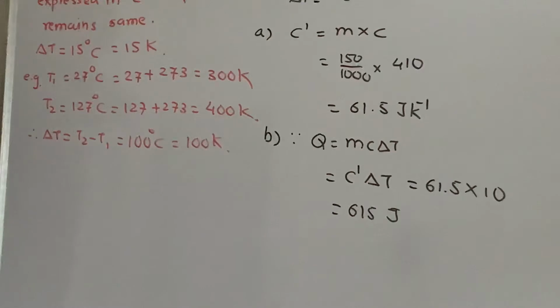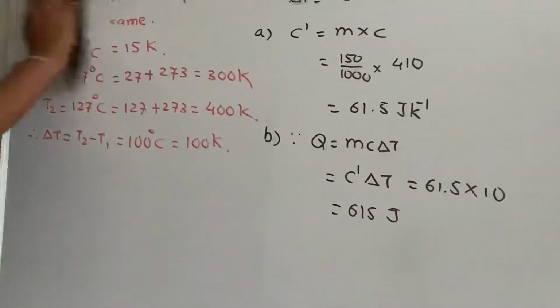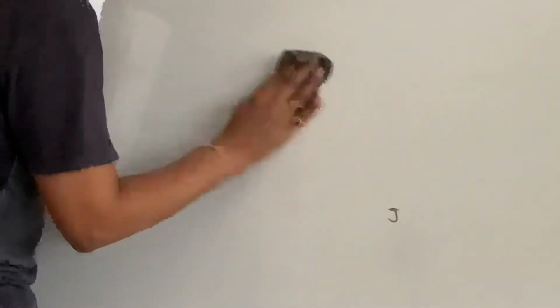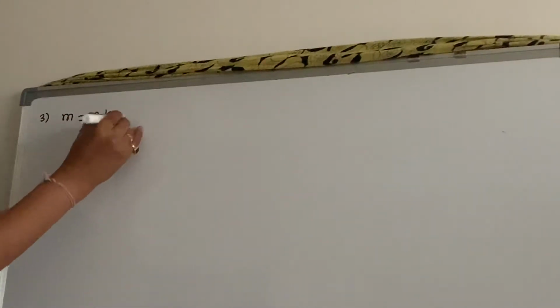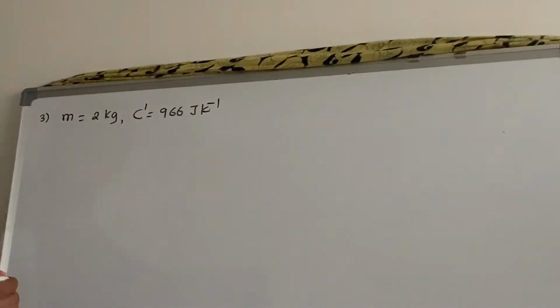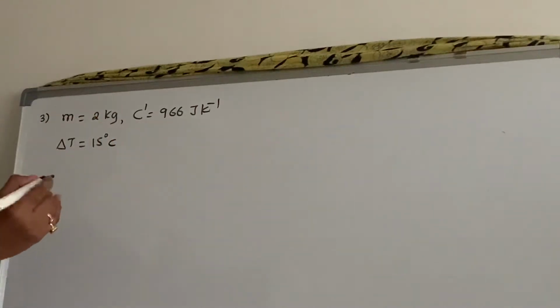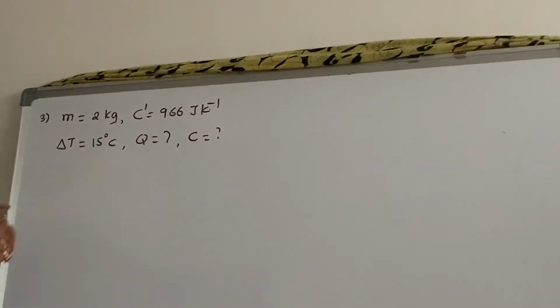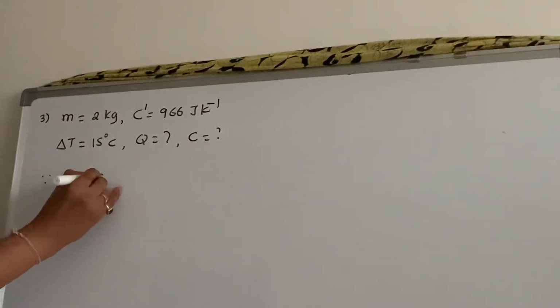That is the third one. Now check what the third question is. In the third sum, you have a piece of iron of mass 2 kg. So your mass is given, which is 2 kg. Heat capacity, that is thermal capacity, C dash, is 966 joule per Kelvin. Then heat energy is needed to warm it by delta T, given as 50 degrees Celsius. Now here, first they want Q and next they want C. So first of all, Q is equal to C dash delta T.